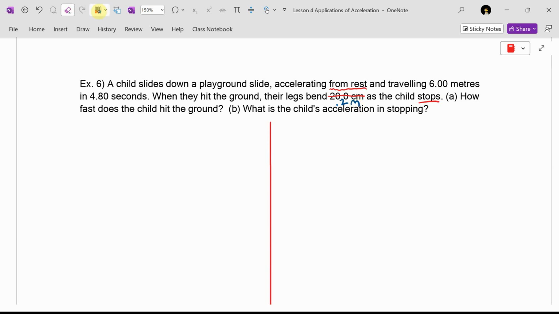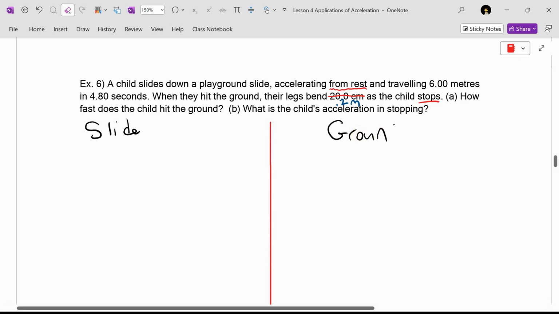I'm going to divide this into when we're on the slide and when we're on the ground. And I'm going to list all of my data and try to put it either in the on the slide column or the on the ground column.